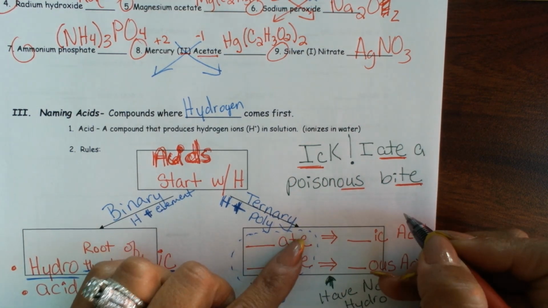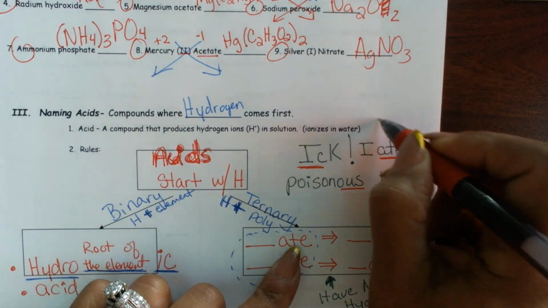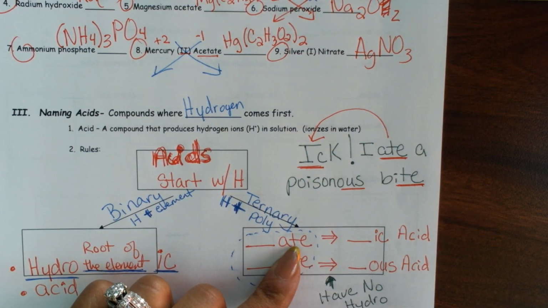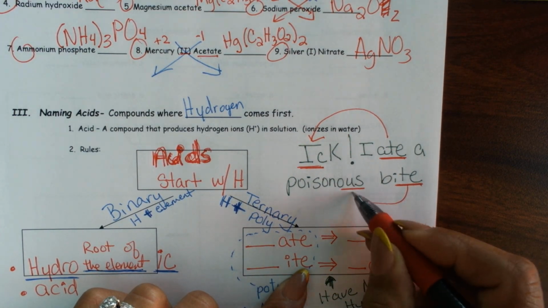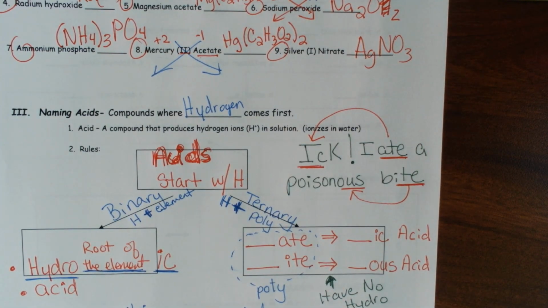The ATE becomes an ick. The ITE becomes an us. You don't have to, if you don't like it, you don't have to write it. Ick. I ate a poisonous bite. Ate becomes an ick. Ite becomes an us. Okay?